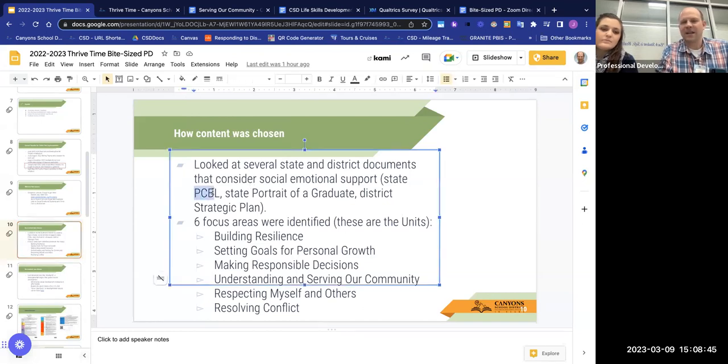So there's the PCBL, which stands for Personal Competency-Based Learning. They had a section in there that talked about social emotional learning, as well as information in the state's portrait of our graduate, our district strategic plan. And we looked at several documents that say, what are the kinds of competencies or things that we want our students to learn and know? And these were the six areas that we came up with, and those are the units that I showed you earlier.